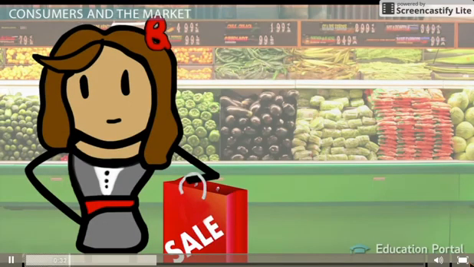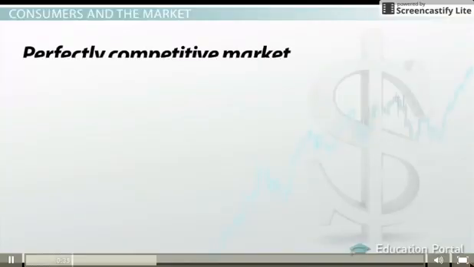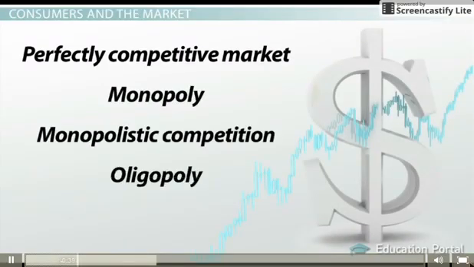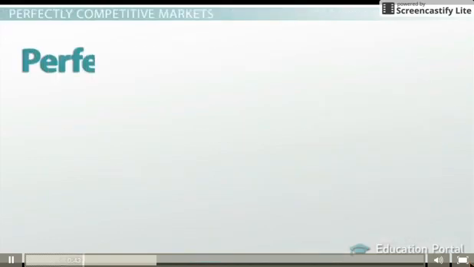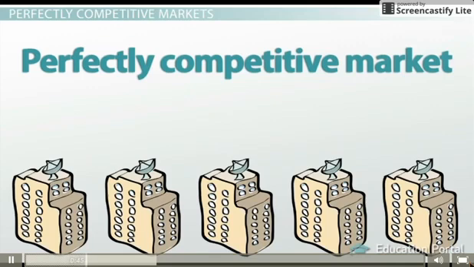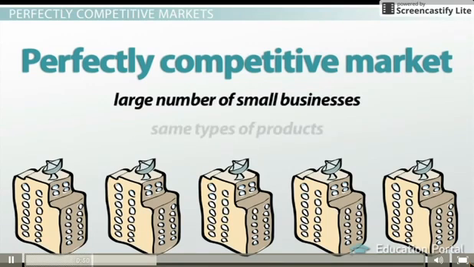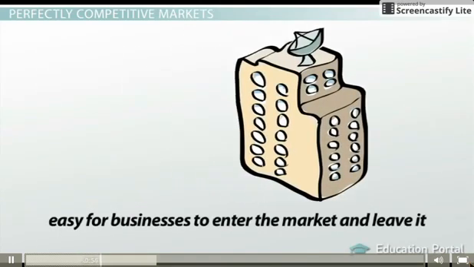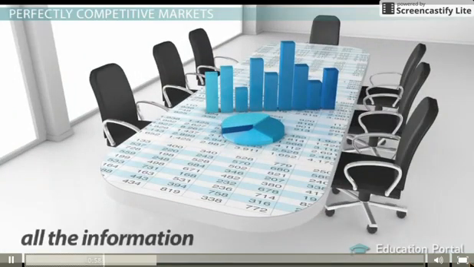There are four general types of market structures: a perfectly competitive market, a monopoly, monopolistic competition, and an oligopoly. Kathy will usually find the best bargains in a perfectly competitive market. This type of market is characterized by a large number of small businesses that sell the same types of products with the same characteristics. It's easy for businesses to enter the market and leave it. Everyone has all the information and technology needed to make smart and informed decisions in the marketplace.